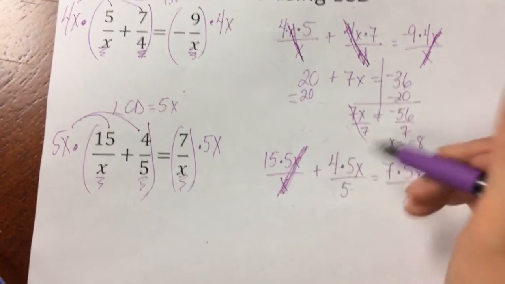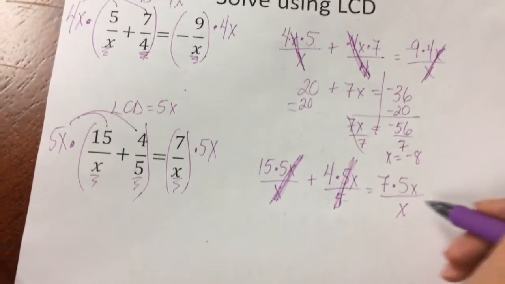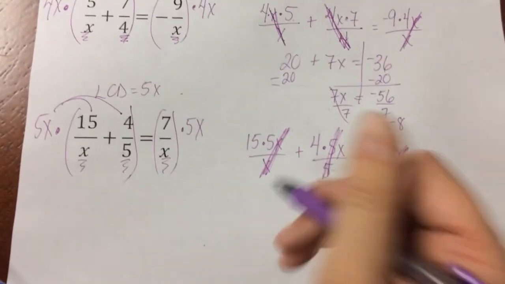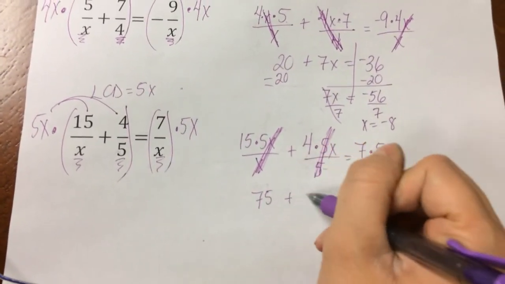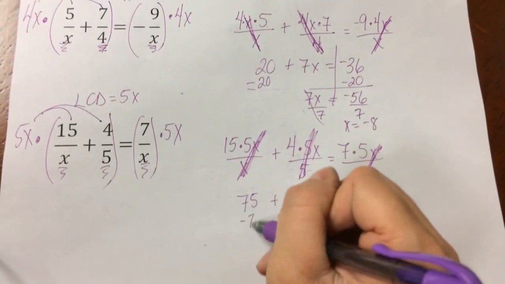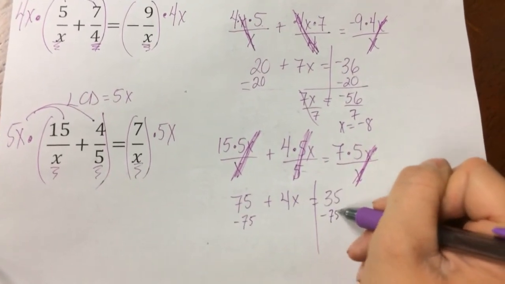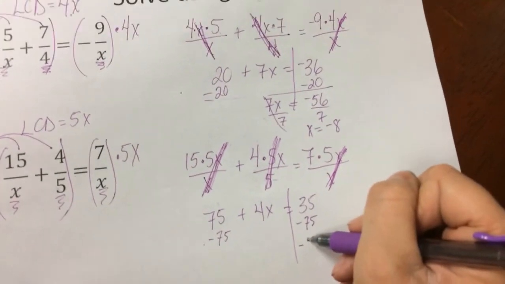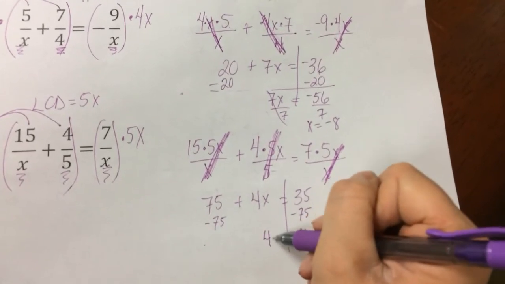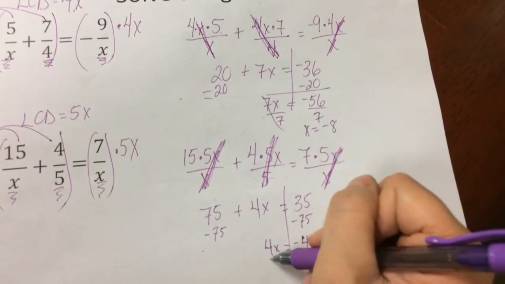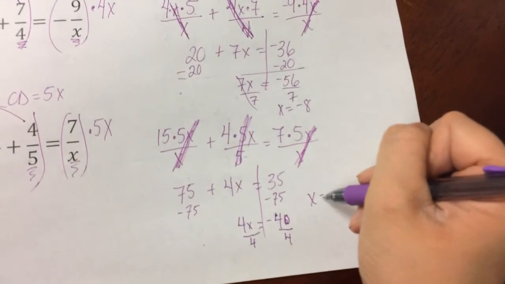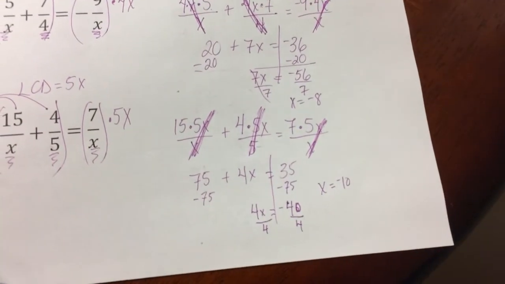The x's will cancel, the 5's will cancel, the x's will cancel, and I'm left with, what is that, 75, I believe, 4x, 35. We would subtract the 75 and get -40. We would divide by 4, and we would get x equals -10 for our solution there.